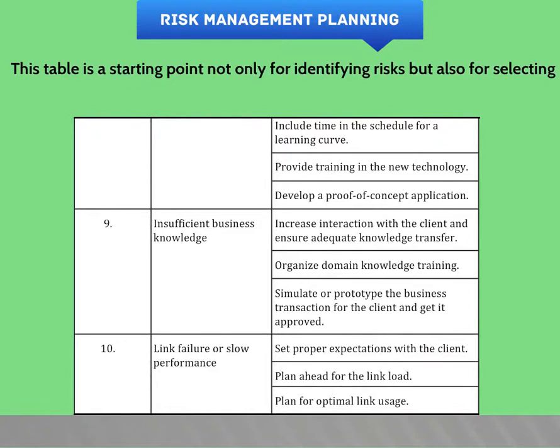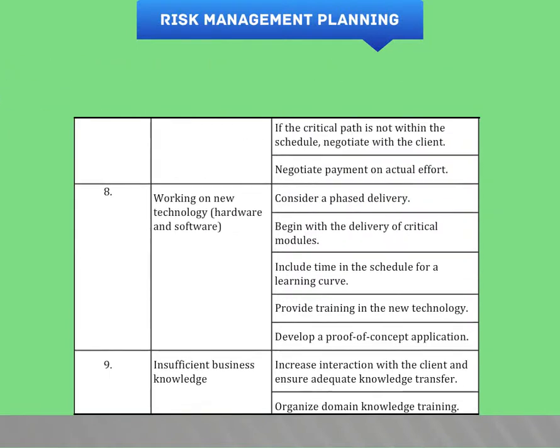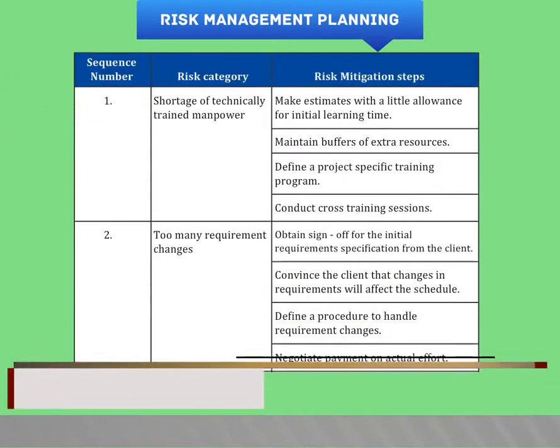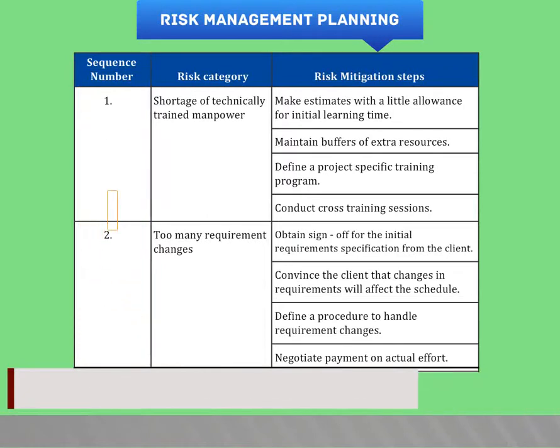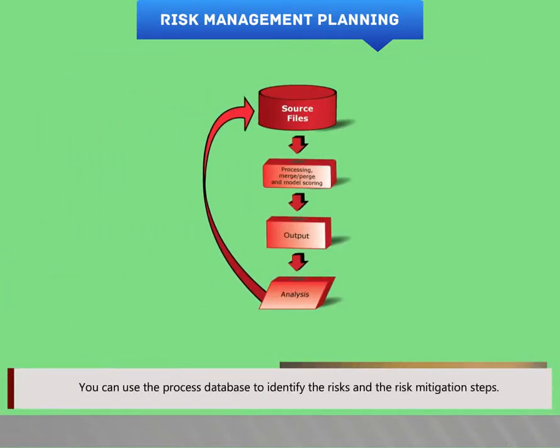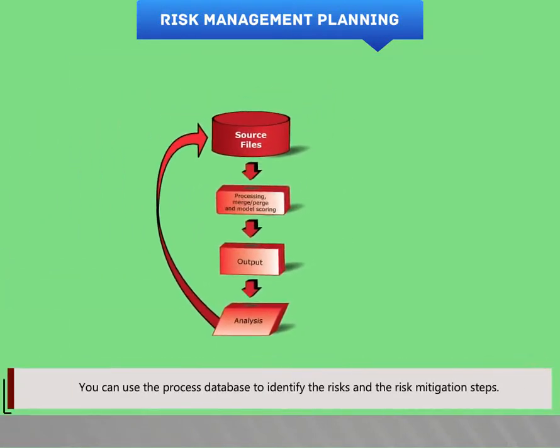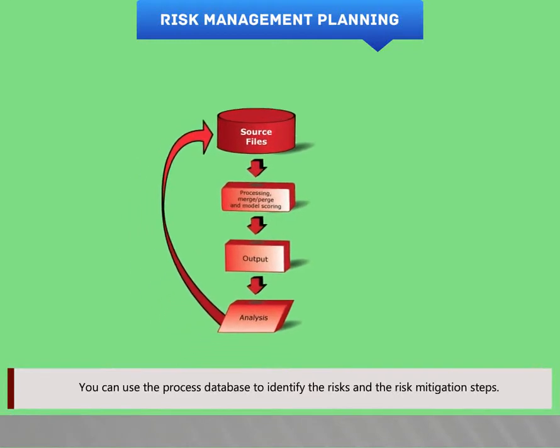This table is a starting point not only for identifying risk but also for selecting risk mitigation steps after the risks have been prioritized. As with identification, you are not restricted to steps mentioned in the table. You can use the process database to identify the risk and the risk mitigation steps.